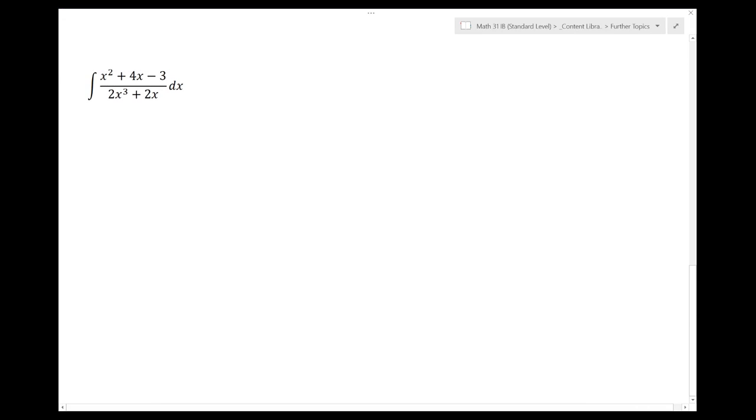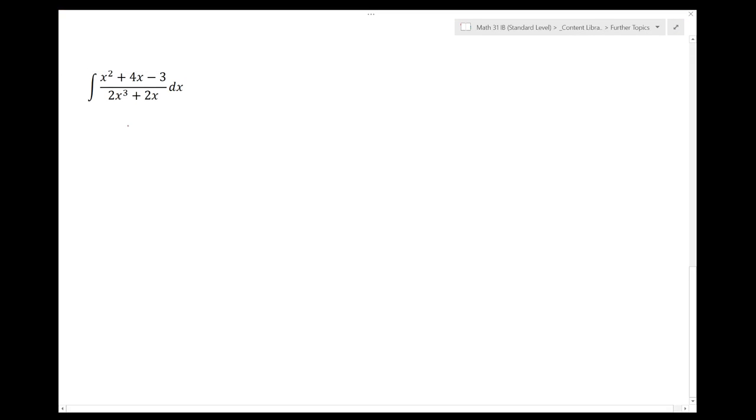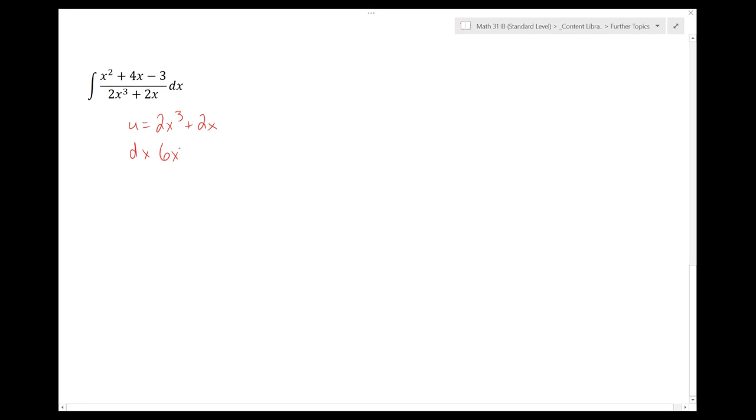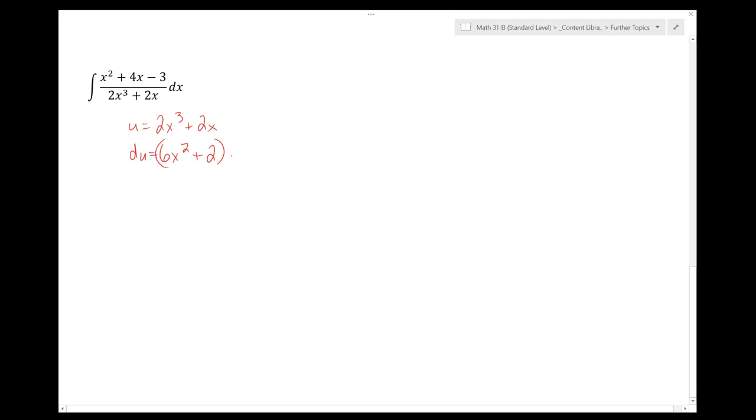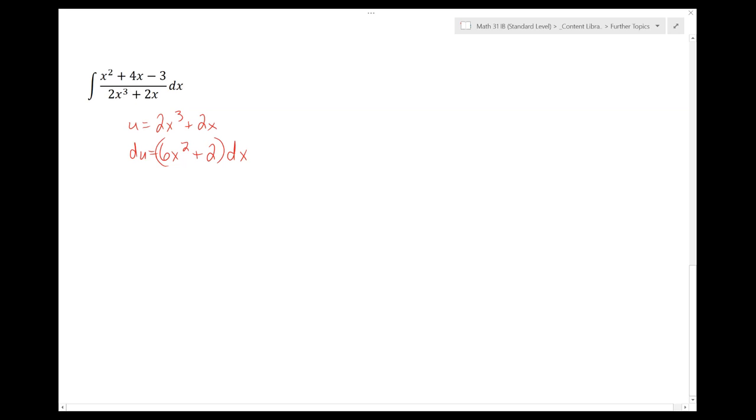We're going to try and do a u substitution, but if I were to make u equal 2x cubed plus 2x, then du would be 6x squared plus 2, and there's no way that I can make that work out with the numerator that I have, because du equals this dx, because that numerator has a linear and a quadratic term, whereas this only has a quadratic term, and so it definitely doesn't match. So that's not getting me anywhere.